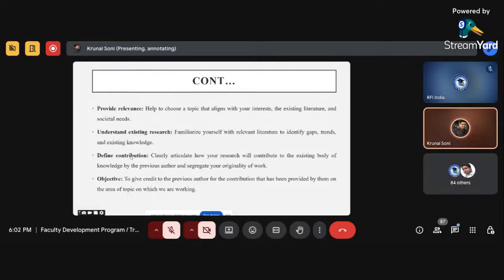And the basic objective is to give credit to the previous authors for the contribution they have made to the area of topics on which we are working, right? So that is why we are all making these efforts: to provide the credits and to do justice to the people who have done this particular work in this particular direction.